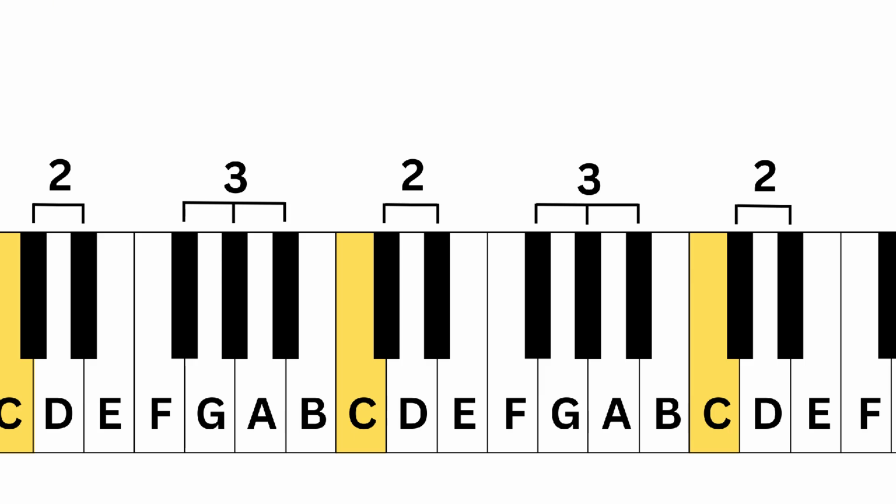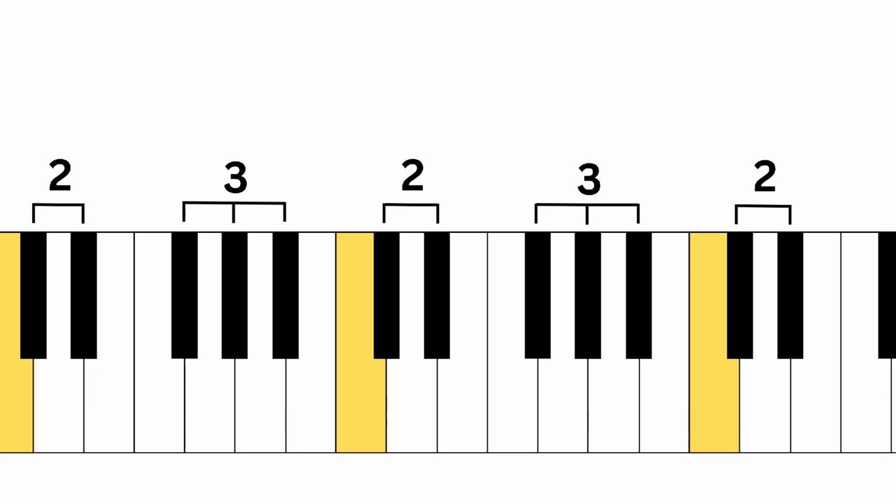Can you count up the musical alphabet from C to this note? Let's do it together. C, D, E. You got it. Let's try another one. Let's count up from C to this note. Here we go. C, D, E, F, and G. See how easy it is?